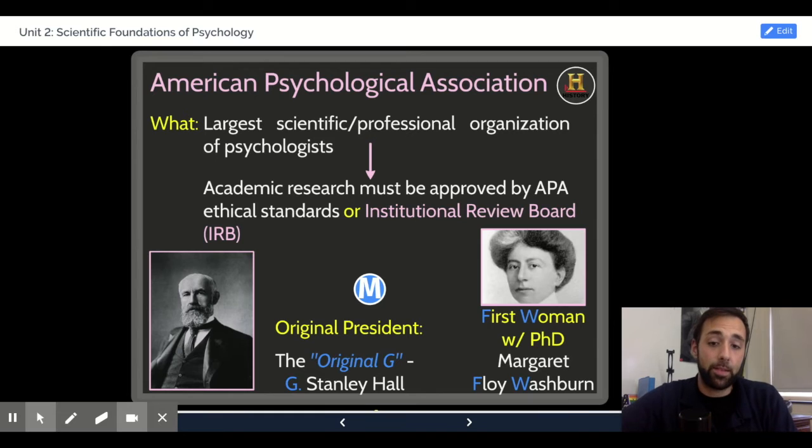The first president of the APA is a gentleman by the name of G. Stanley Hall. I use the mnemonic, the original G, Stanley Hall. That way you can identify him as the first. He is the original and first president of the APA.